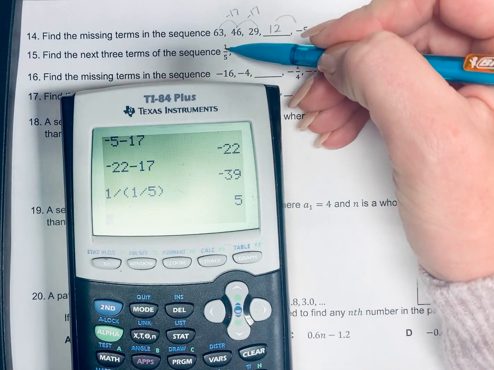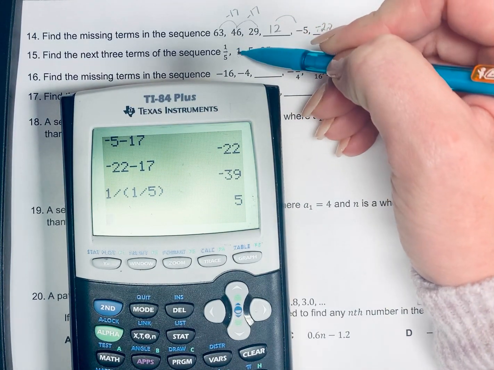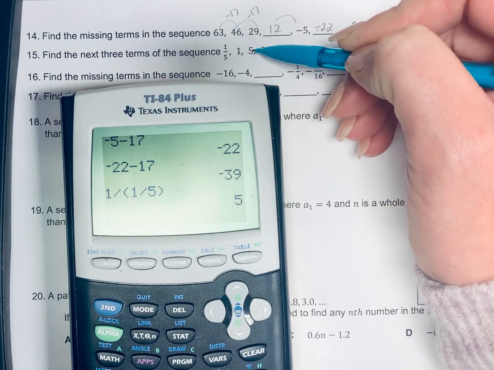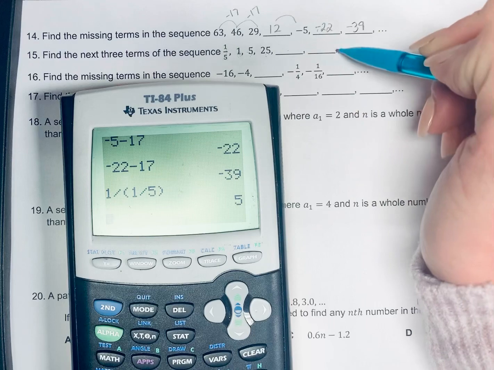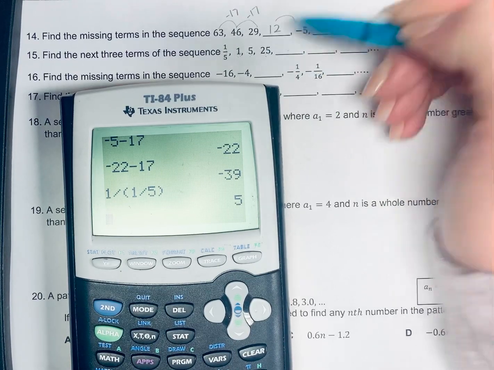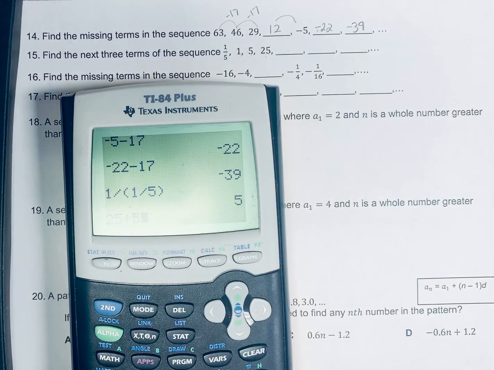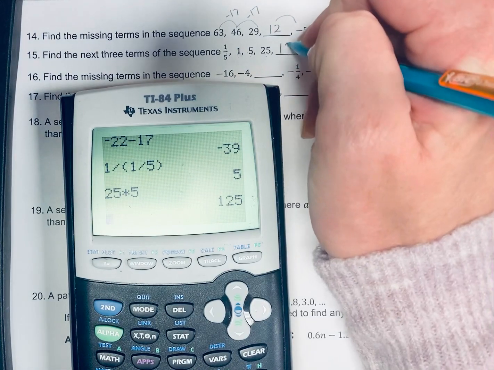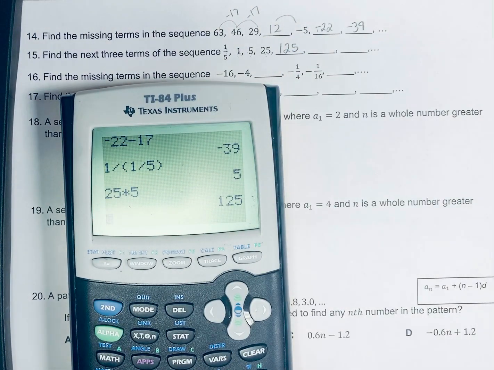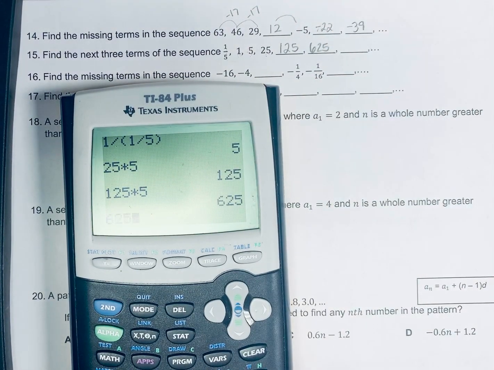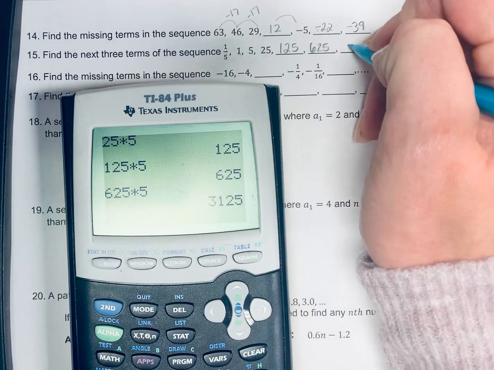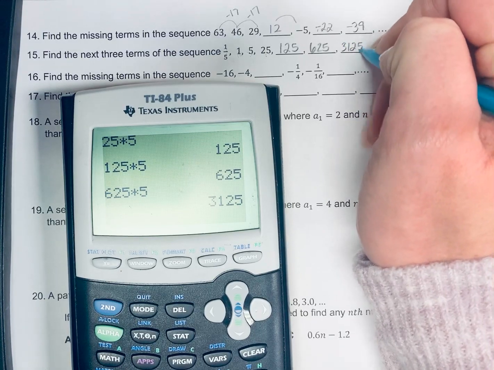So maybe we're multiplying by 5. Let's see. If I multiply this by 5, I get 1. If I multiply that by 5, I get 5. 5 times 5 is 25. So it does look like I'm multiplying by 5. So let's just continue that pattern. So if I take 25, multiply it by 5, that gives me 125. Let's do it again. 125 times 5 is 625. 625 times 5 is 3,125.